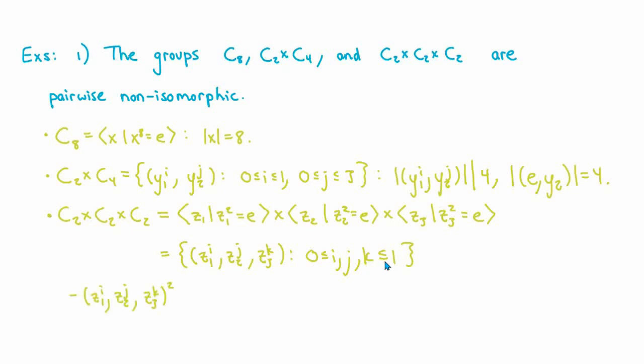Well, similar to what we did before, think about now what happens when you take an element of this form and you square it. By the rule for multiplication in the direct product of these groups, this just becomes z1 to the 2i, z2 to the 2j, z3 to the 2k, which is the same as z1 squared to the i, z2 squared to the j, z3 squared to the k. And since z1 squared, z2 squared, and z3 squared are all the identity, this is just the identity element in the direct product. So this calculation now shows that every element of the direct product must have order dividing 2.